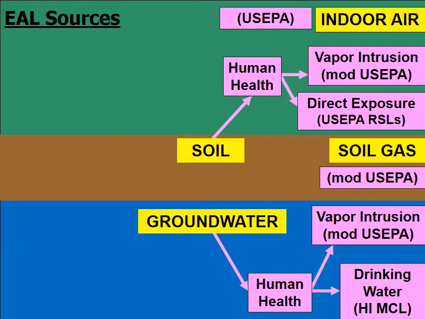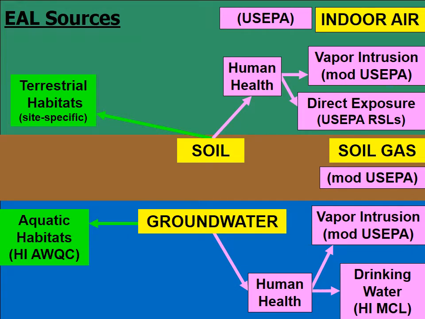For vapor intrusion, for groundwater and soil, we refer to USEPA's models. Again, modified for use in Hawaii, and as I'll mention later, modified with respect to our field experience over the last 10 years. Indoor air, we use the EPA's model for ambient air screening levels. For groundwater, we discussed vapor intrusion, we use the US EPA model. For drinking water toxicity, we refer to the Hawaii maximum contaminant level if it's available. If not, then we refer to US EPA's regional screening level for tap water.